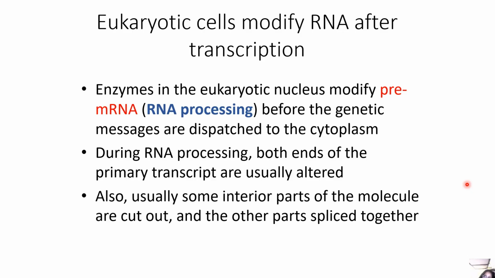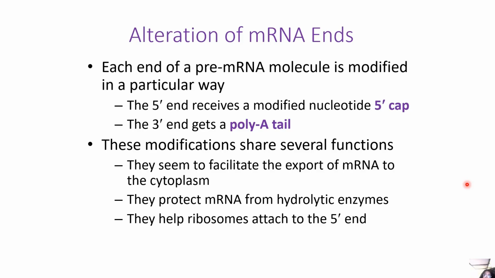During RNA processing, both ends of the primary transcript are usually altered. Also, usually some interior parts of the molecule are cut out and the other parts spliced together. Each end of a pre-mRNA molecule is modified in a special way. The 5' end receives a modified nucleotide, the 5' cap. The 3' end gets a poly A tail. They seem to facilitate the export of mRNA to the cytoplasm. They protect mRNA from hydrolytic enzymes. They help ribosomes attach to the 5' end.